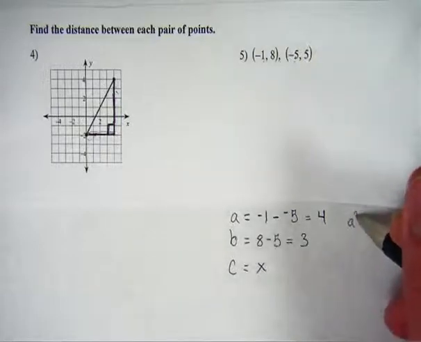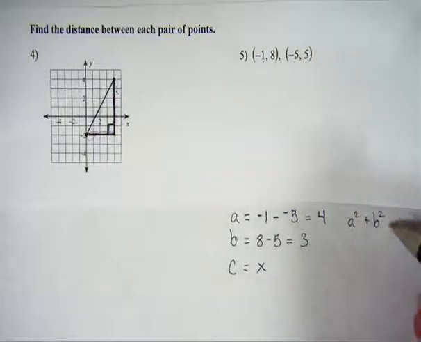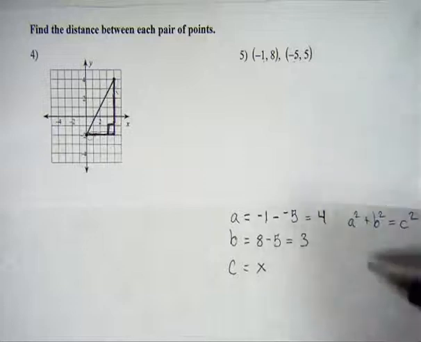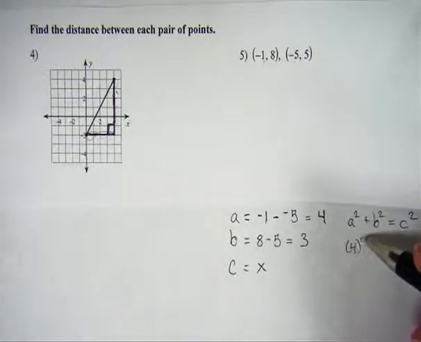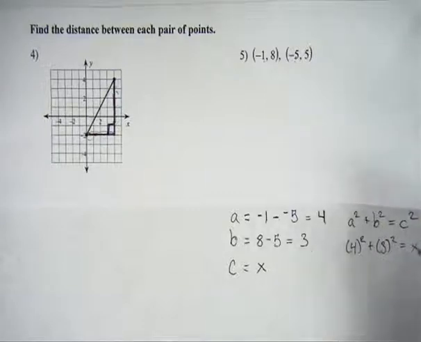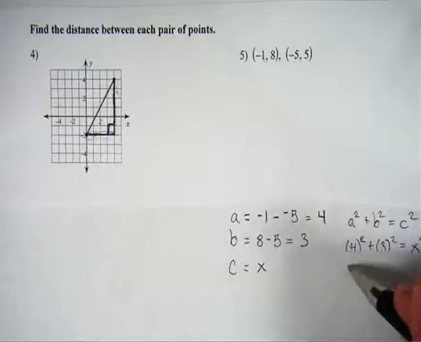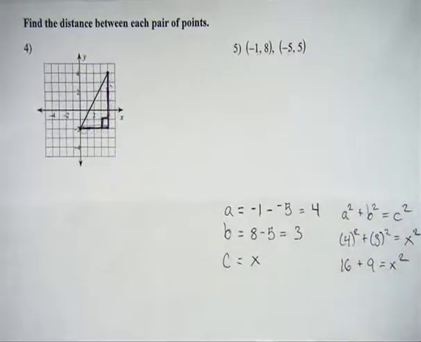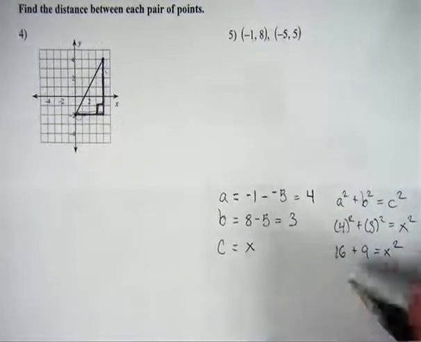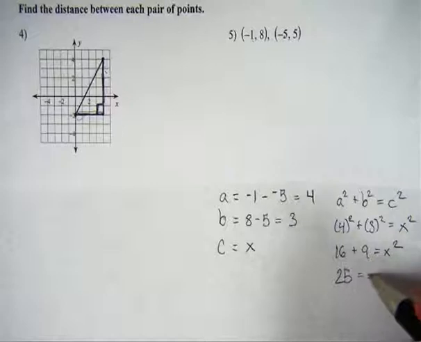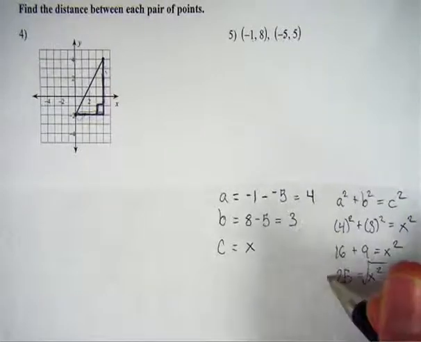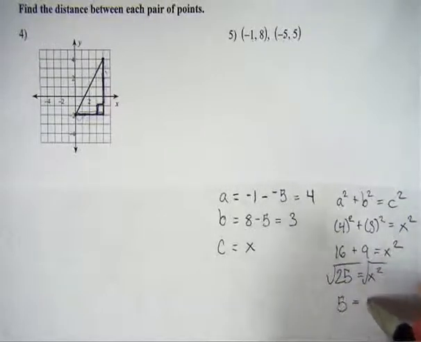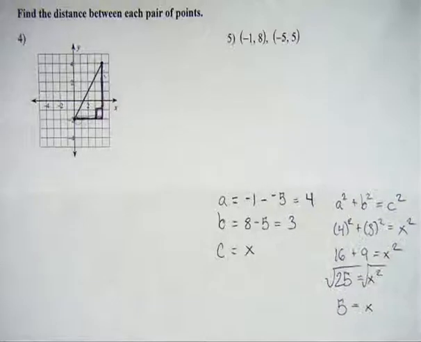And now it's just a matter of setting up the Pythagorean theorem, substituting in what I know, that A is 4 and that B is 3. And so what I'll get is 16 plus 9 equals x squared. That means that 25 equals x squared, and when I take the square root of both sides, I'll find that x is equal to 5.